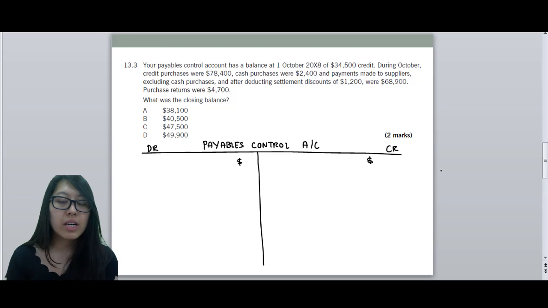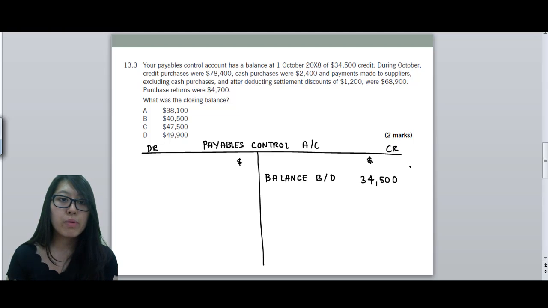Your payables control account has a balance at 1st October 2008 of 34,500 credit. So this is an opening balance because if you skip ahead and go to the question, they ask you what was the closing balance. So we're going to need to look for the year-end balance. So let's begin with the opening balance. The opening balance of a trade payable should be on the credit side because trade payables are liabilities. So it will look like this.